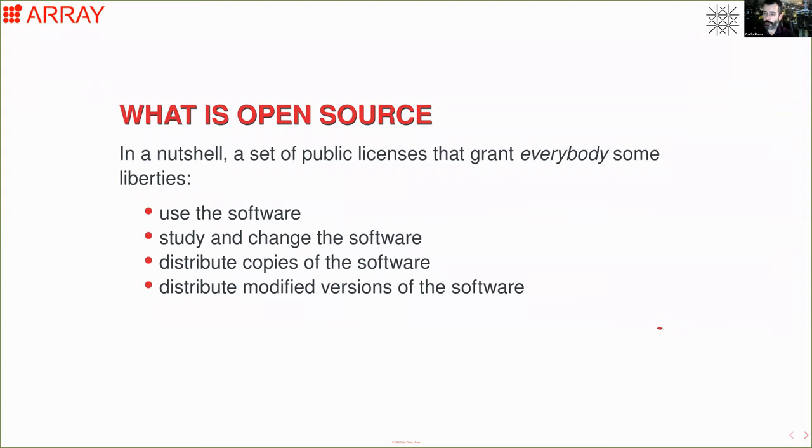So making software available, maybe having a way to cooperate and to write software cooperatively. But the essence of it is that you get a permission as a public license that grants everybody, not one-to-one, but everybody who gets in touch with the software, some liberties. The liberty to use the software, to study and change it, and to distribute copies of the original software or a modified version of the software. So it expands your rights. You have no rights because of copyright, and this kicks in to expand them.